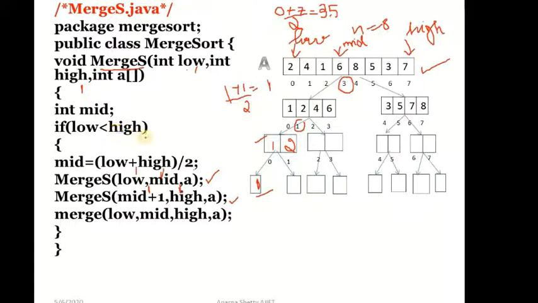Is low less than high? No. So it will stop. So you have split it into subarrays. Here what we are doing is, this original array, first we will split it into 1, 2, 4, 6. From 1, 2, 4, 6 we will split it into 1, 2, this subarray. Next we will be splitting it into arrays with one element. When we reach an array with one element, we will stop.